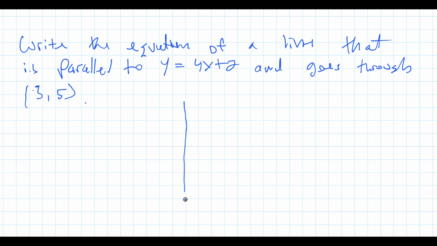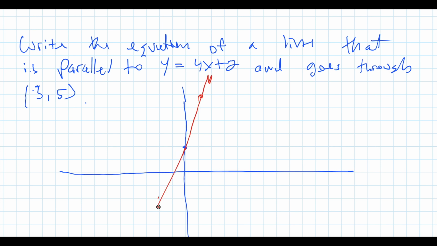I'll just draw the graph. So we know that we start at (0, 2), and we've got to go up how much? 4. 4, huh? 1, 2, 3, 4, and then over 1. So we want a line parallel to this line that goes through (3, 5). 1, 2, 3, 1, 2, 3, 4, 5.